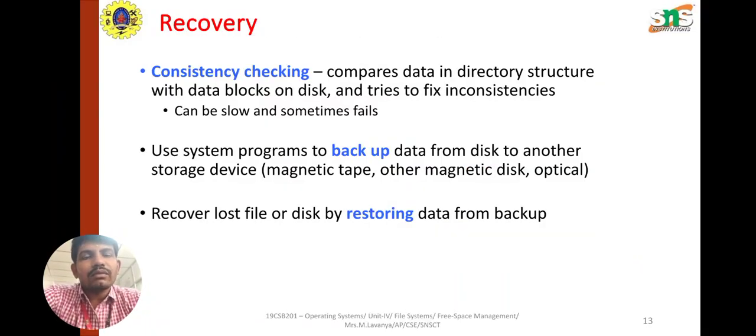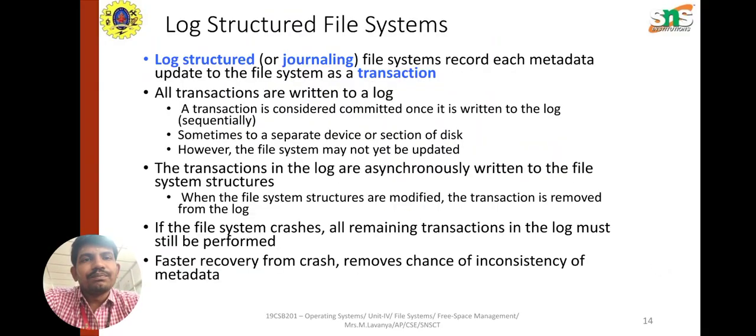Now recovery. Consistency checking compares the data in directory structures with the data blocks on disk, and tries to fix inconsistencies. It can be slow and sometimes fails. We use system programs to back up data from disk to another storage device, such as magnetic tape, another magnetic disk, or optical media, and recover a lost file or disk by restoring data from backup.